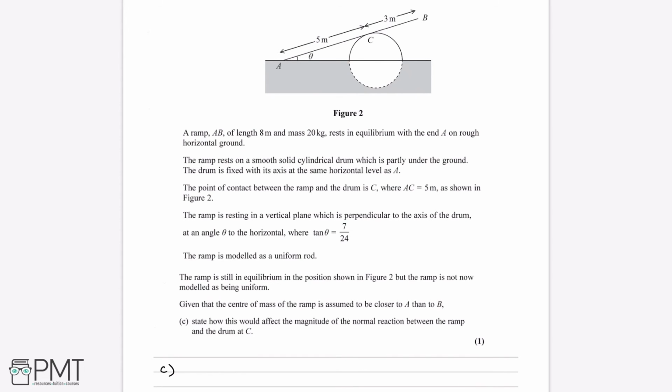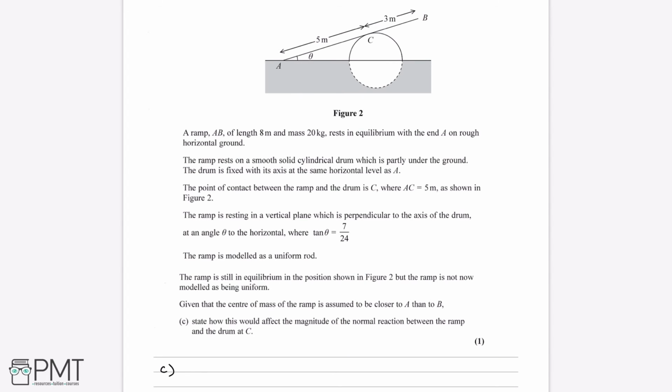So we're now told the ramp is still in equilibrium in the position shown in figure 2, but the ramp is not now modelled as being uniform. Given that the centre of mass of the ramp is assumed to be closer to A than to B, Part C asks to state how this would affect the magnitude of the normal reaction between the ramp and the drum at C.